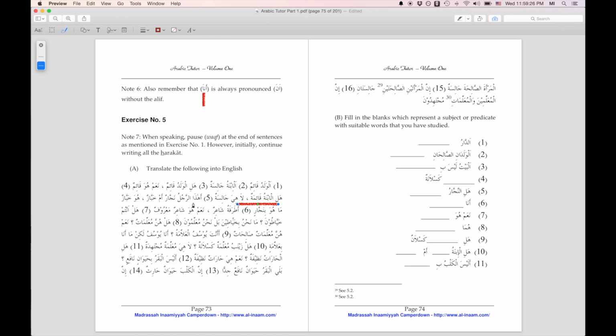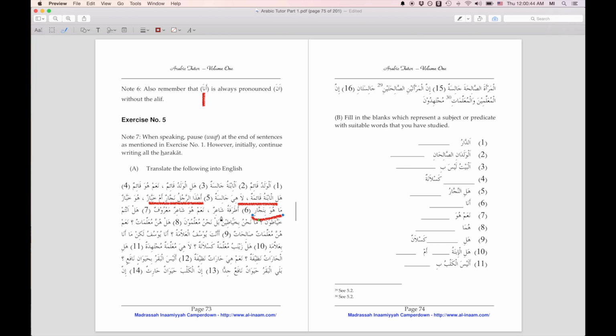أهذا الرجل نجار؟ أهذا الرجل نجار؟ خباز. Is this man a carpenter or a, I forgot, خباز, a bread maker or a chef? هو خباز. He's a bread maker. ما هو بنجار. Oh, okay, so they used ma to negate, and as well they used the ba to negate the predicate, the khabar. ما هو بنجار.